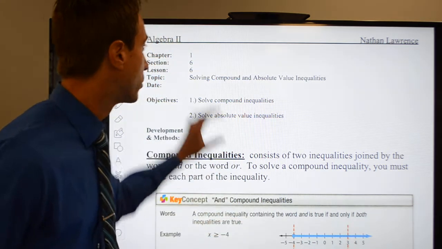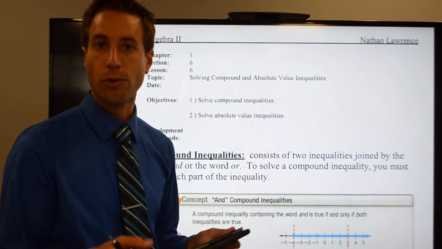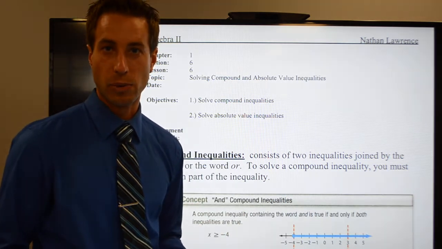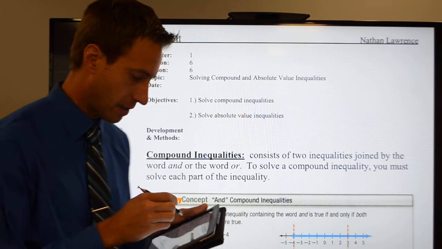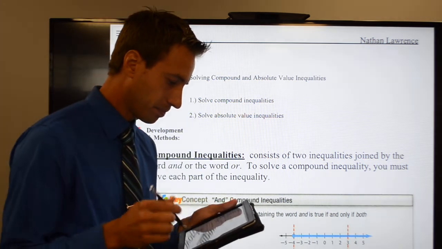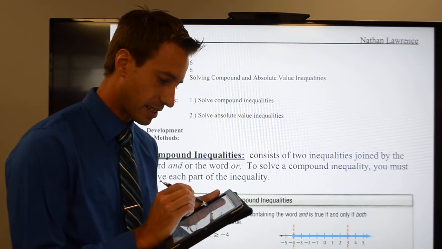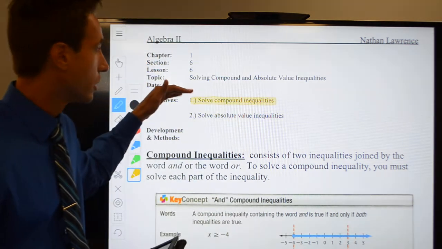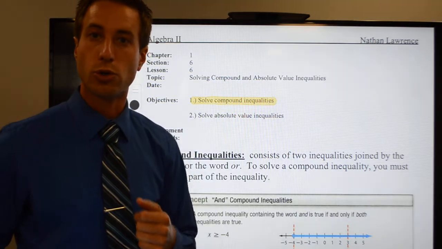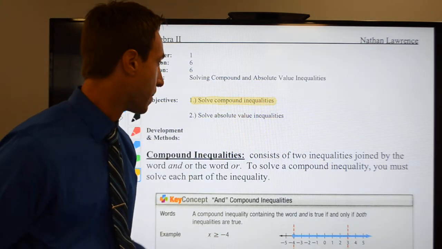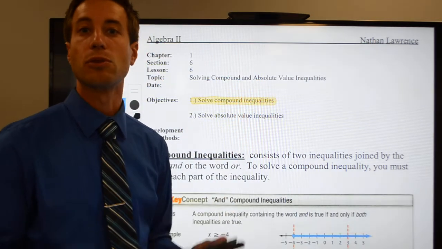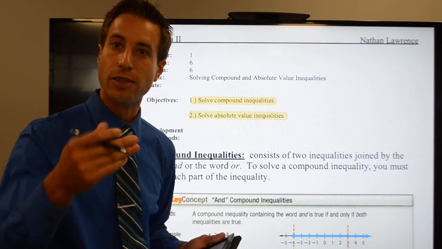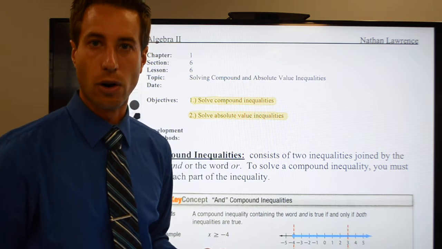And I have a couple of objectives here, learning targets that go with this set of notes, things that you should be able to do by the time we get to the end of this set of videos. Let me go ahead and highlight those for you. You should be able to solve compound inequalities, and we'll show you how to do that right away here. And then you need to be able to solve absolute value inequalities, and those will come a little bit later on in the notes.